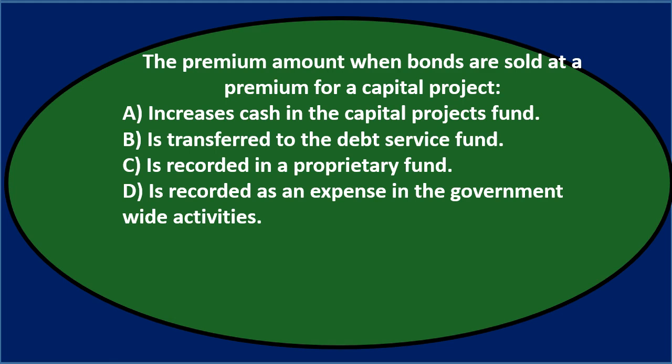Let's go through this again using the process of elimination. The premium amount when bonds are sold at a premium for a capital project. So if we imagine this setup, this is a common type of scenario when we have a capital project, usually three areas that we want to keep in our mind. One, government-wide activities. That's going to be the government as a whole. We're recording this information into.